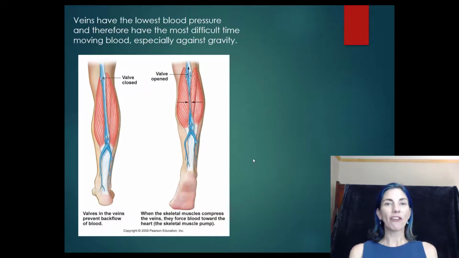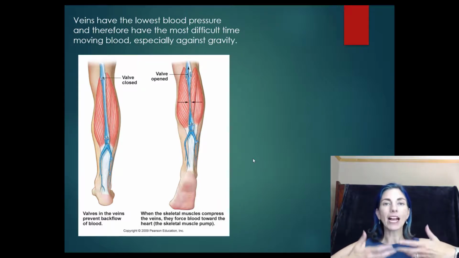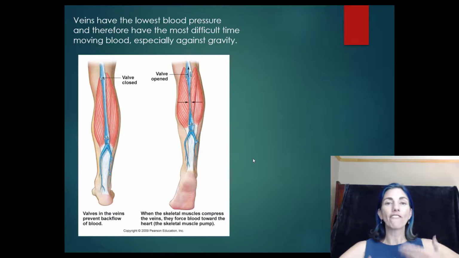Okay, so now that we've covered that, let's take a look at veins. This is really an interesting idea. So veins have the lowest pressure, and therefore trying to get blood to come back up to the heart can really be a challenge, especially when you're upright and that fluid has to move against gravity.